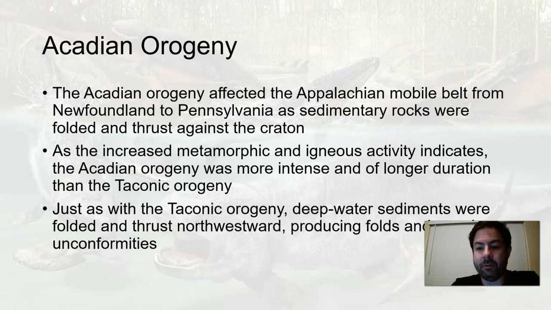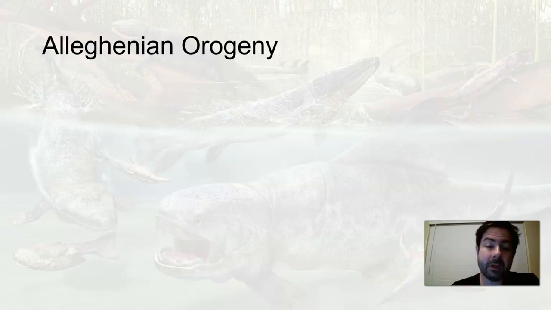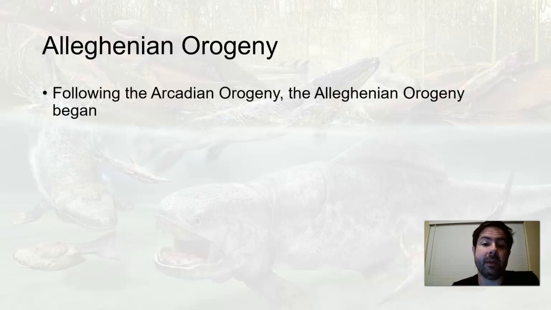So yeah, we get some folds, we get some angular unconformities happening due to this orogeny. So again, we had initially the Taconic terrane that was accreted onto North America, and then we get the closing of another ocean, and so then we get the Acadian orogeny, as the Avalon terrane gets thrust up onto the North American craton as well. And then fast forward in time, and we get to the Alleghenian orogeny.